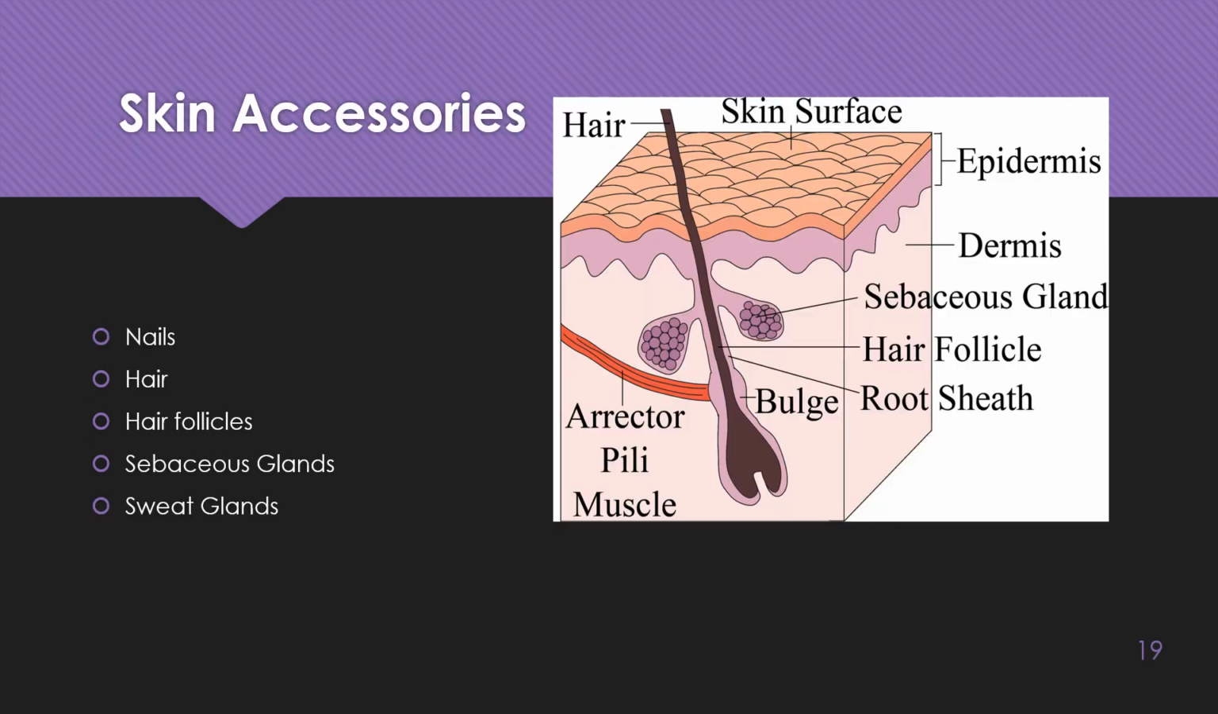Within the skin, we also have several different accessory organs and items. So we'll talk in just a little bit of detail about the nails, hair follicles, sebaceous glands, and also our sweat glands. These are all things that are components of the epidermis but extend into the dermis of the skin.